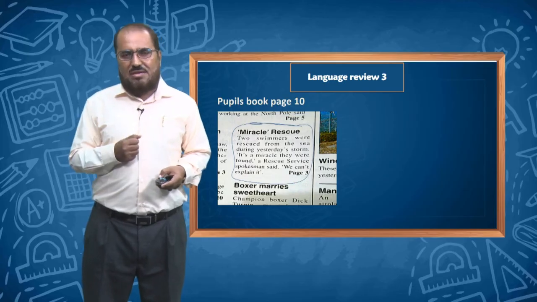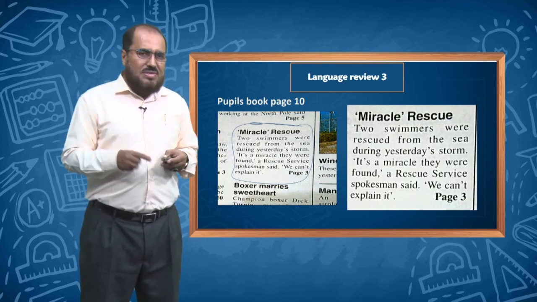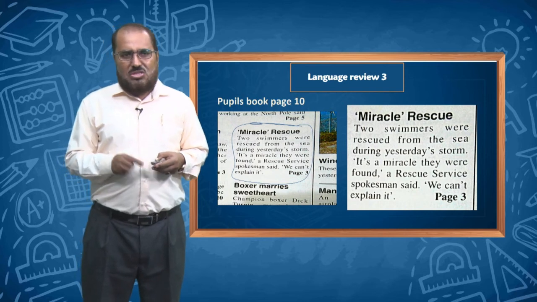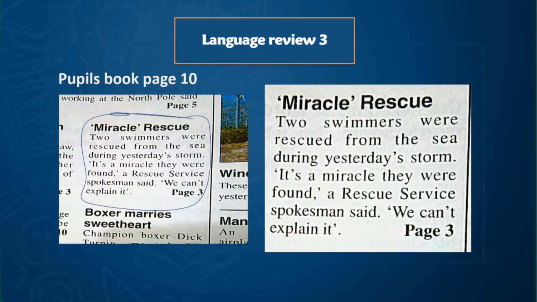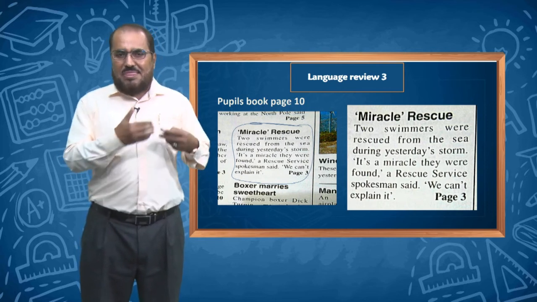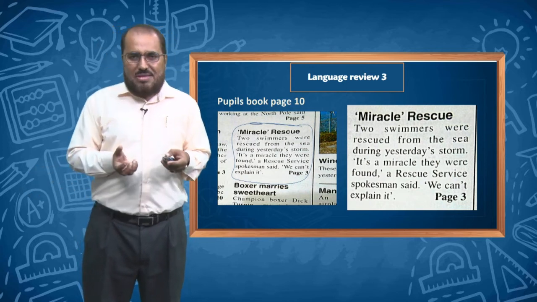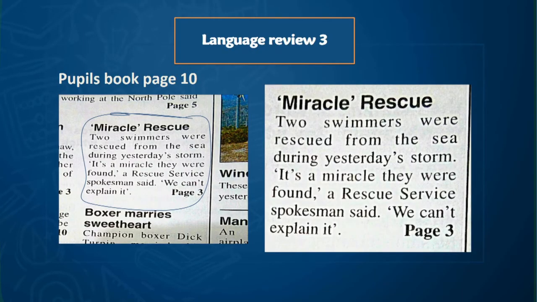Let's present it clearer. Miracle rescue. Read with me, please. Two swimmers were rescued from the sea during yesterday's storm. "It is a miracle they were found," the rescue serviceman spokesman said. "We can't explain it." Is all that's written here by the writer, or what the writer himself said? No. Some are the writer's words and information, and some are quoted from the character that the writer met before.